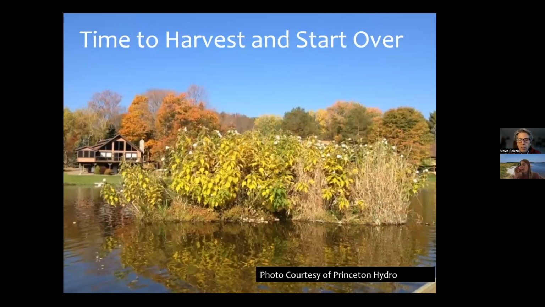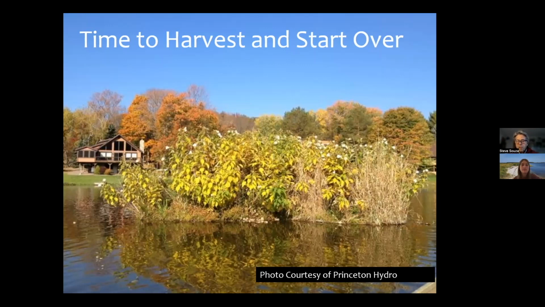Eventually, you will reach a point, maybe after about 4 or 5 years, where it would be advisable to go in and harvest all of that plant material. So now you've got all of those nutrients stored up in the plants. You remove that, you take that to a composting facility, and then you start new. That's typically advisable for most floating wetland islands, so that you can receive a continued, let's call it supercharged, removal of nutrients from the water body.